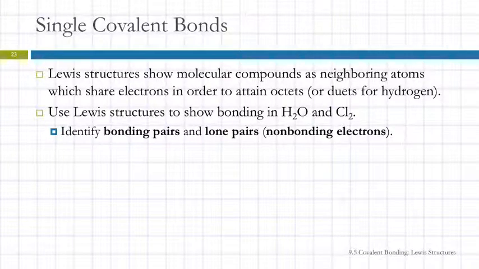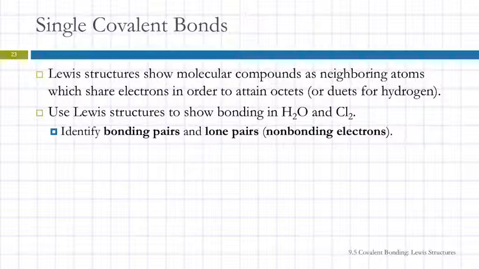Okay, let's look at covalent bonds. So Lewis structures show molecular compounds as atoms that are next to each other, and they are sharing electrons in order to make octets for themselves. So let's look at water and chlorine.